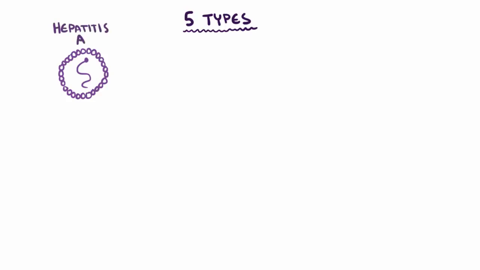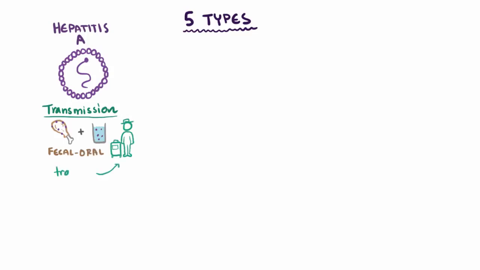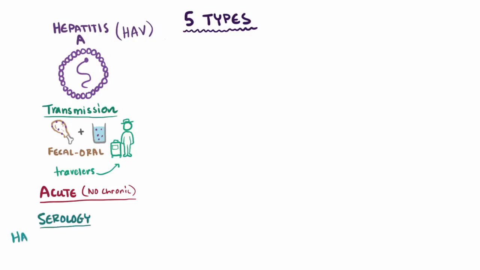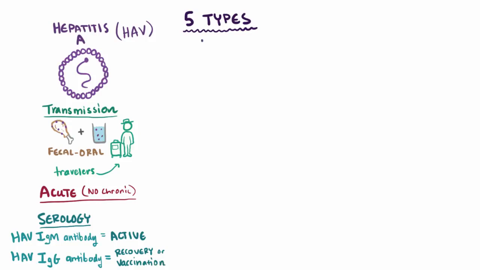Hepatitis A is transmitted through ingestion of contaminated food or water, in other words, the fecal-oral route, and is known to be acquired by travelers. Hepatitis A virus, or HAV for short, is almost always acute, and there is essentially no chronic HAV. If we're talking serological markers, an HAV IgM antibody indicates an active infection, whereas an HAV IgG antibody is a protective antibody that tells us that there's been recovery from HAV or vaccination in the past.